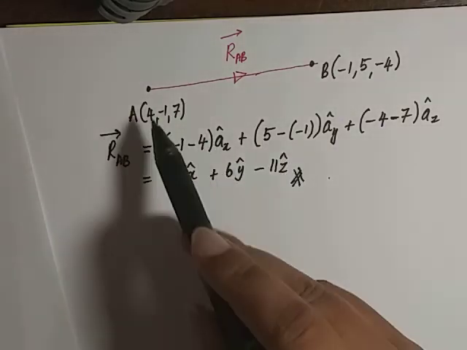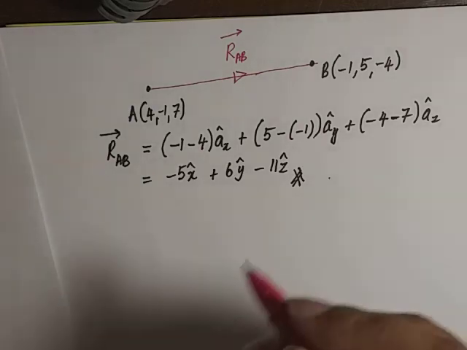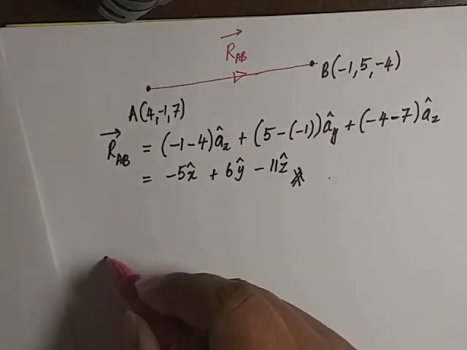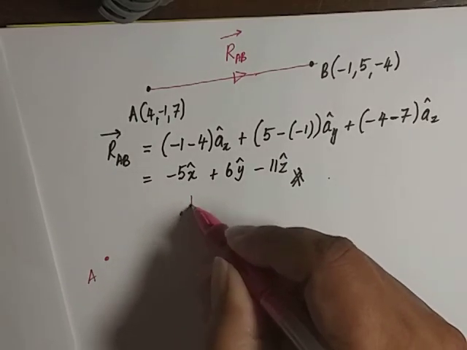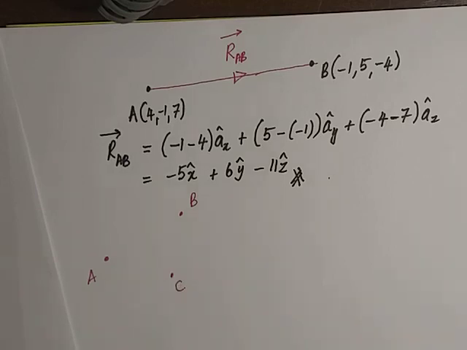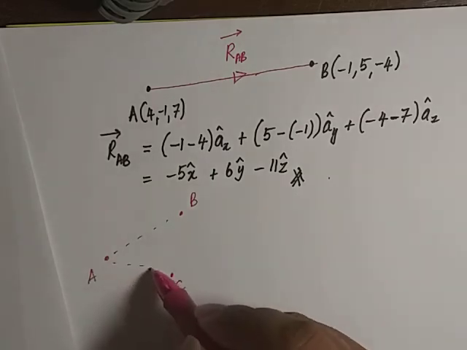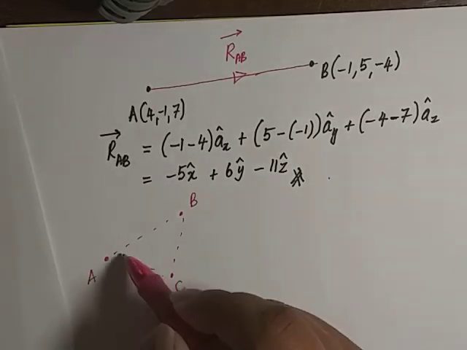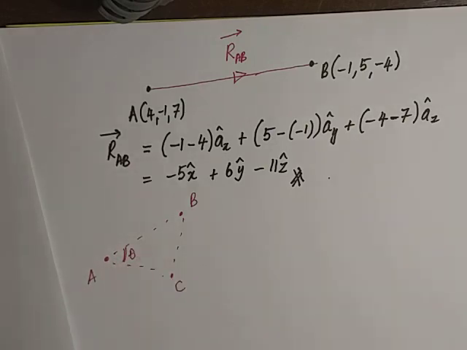So we have A, B, so I'm going to redraw the diagram now. I'm going to have A here, so this should be A, this should be our B, and let's make the new point here our C. So this should be the triangle now. What we want to define now is the angle here, this angle theta. That's what we want to determine, that angle theta.